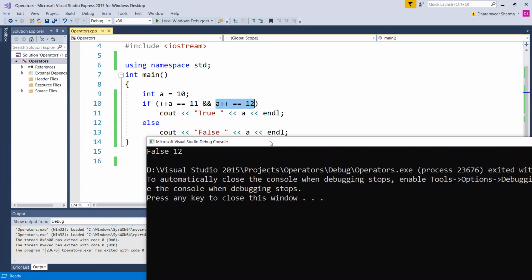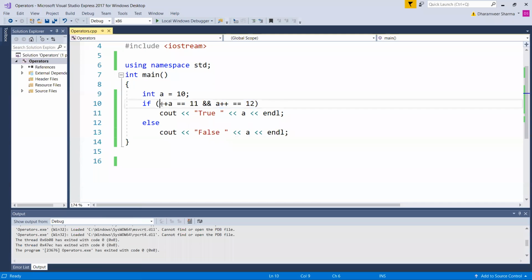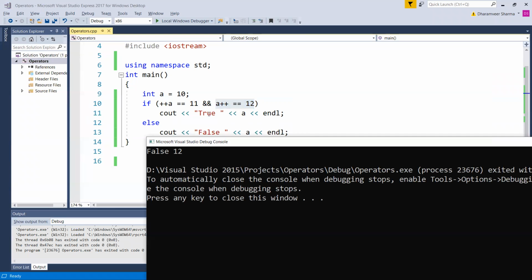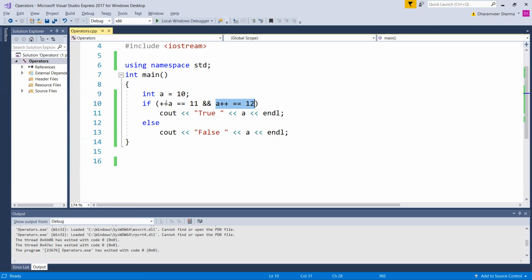Is it somewhat clear or not? Yes sir. How did 12 come? Yes, I told you the first is true, and in the case of and, the second gets evaluated only if the first is true. Okay, the first is true in this case, a is 10, because of pre-increment it will become 11, 11 is equal to 11 true, so it will go to the second. Now a is 11, this is post increment, so 11 is equal to 12, this is false. But because the a expression is evaluated, after evaluating false the value of a became 12, that's why it is giving us this result false 12.